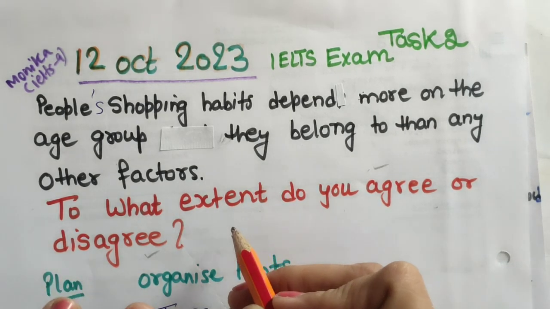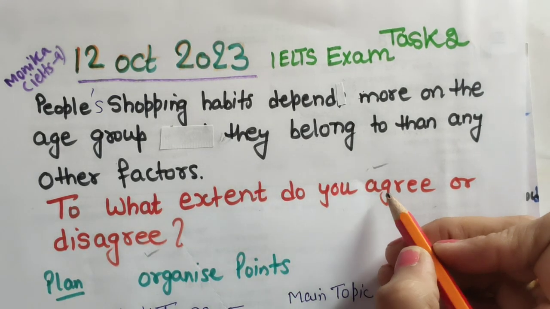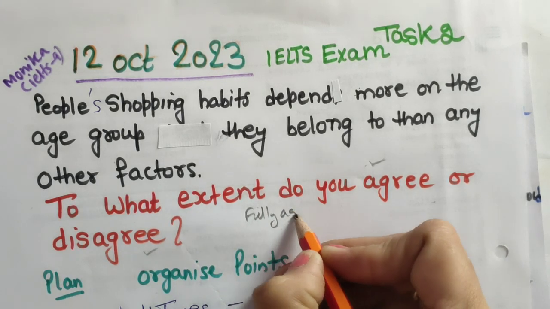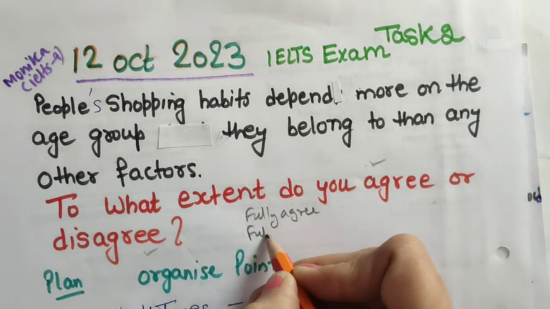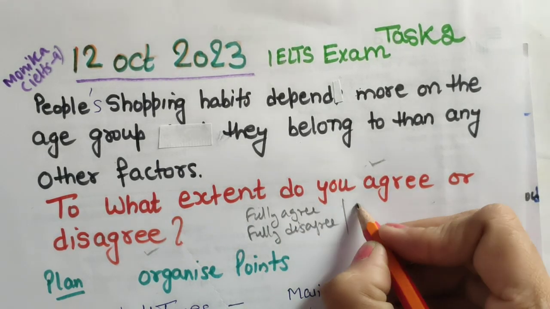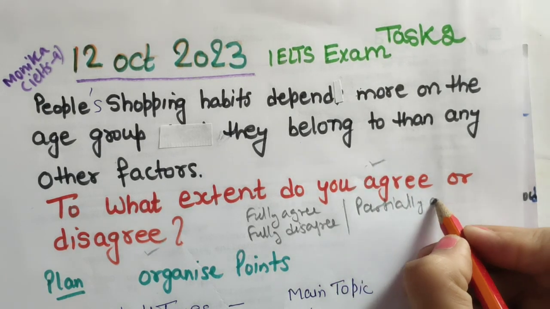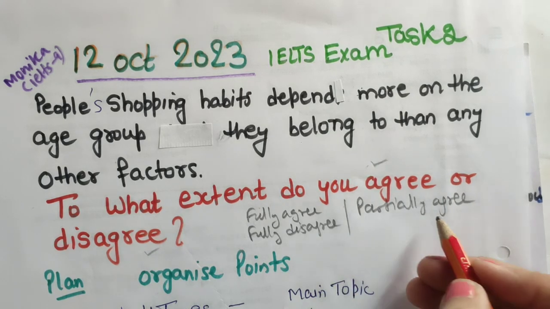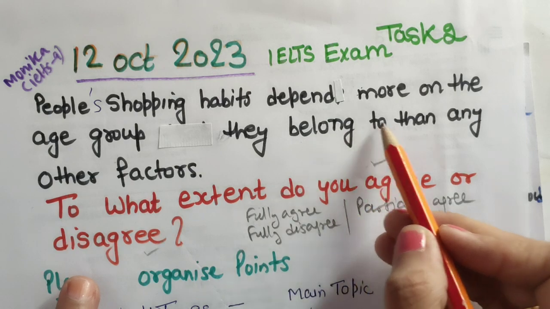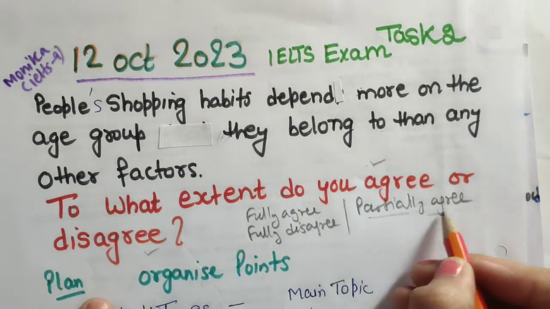There are 5 options, or you can make it any option. In fact, you can go for fully agree, and you can go for fully disagree also. And of course you must know partially agree also. Partially agree means in one paragraph you will be writing about agreement, and in another paragraph you will be writing about the opposite side of the topic, whatever they are asking. So this is partially agree.